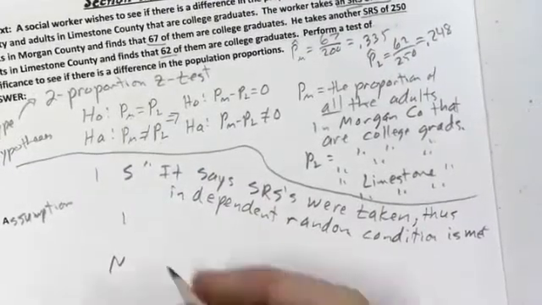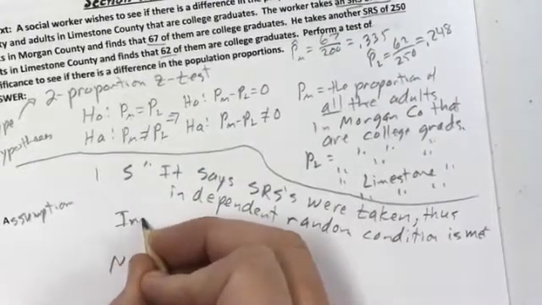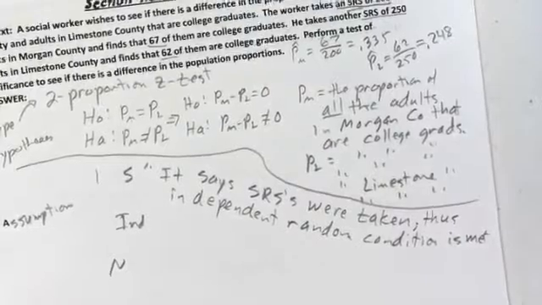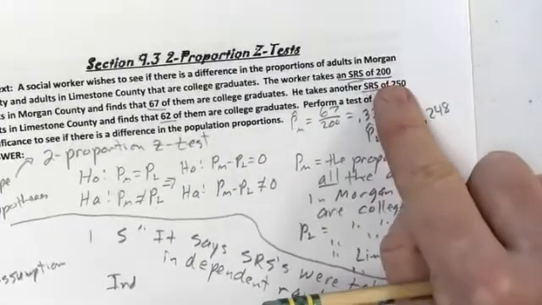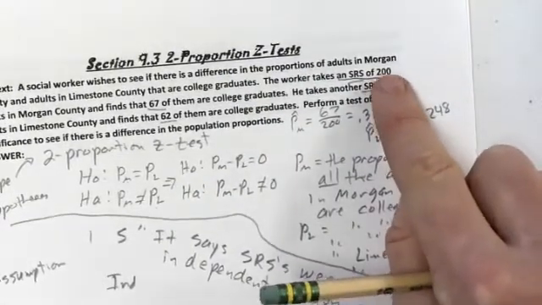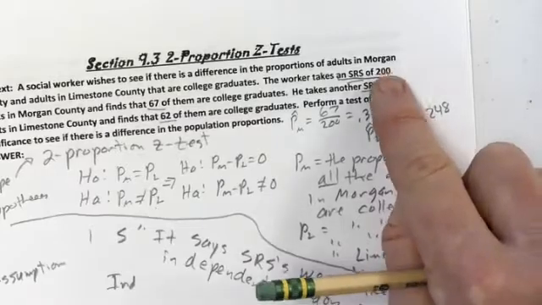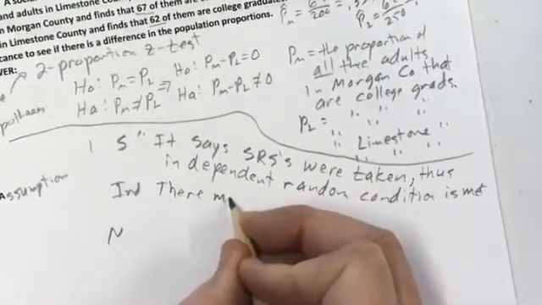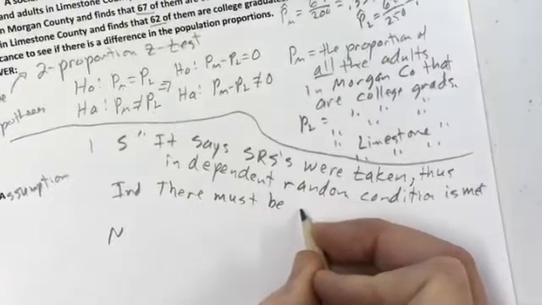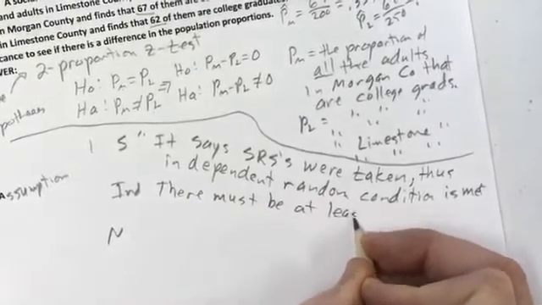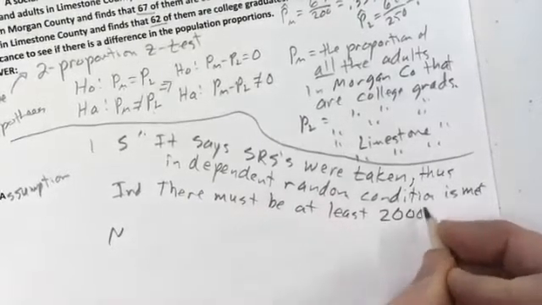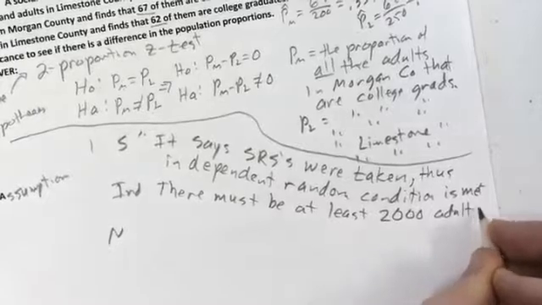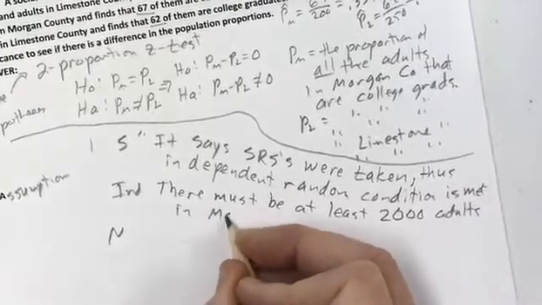So there we go. And then the other aspect of the word independence is that our sample sizes can't be more than 10% of our population sizes. So what we'll say here is we just multiply both these numbers times 10. We would say 2,000. We would say there must be at least 2,000 adults in Morgan County.